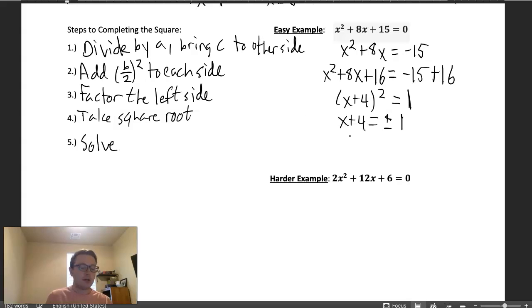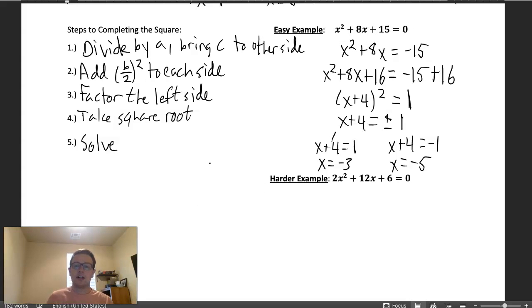So now we have two equations that we're going to split up, so that we have x plus 4 is equal to positive 1 and x plus 4 is equal to negative 1. Then we just solve, so we subtract 4 from both sides to see x could be equal to minus 3 or x could be equal to minus 5. And if we put these both back into this equation, we would see this works out. Minus 3 squared, 9, plus 8 times minus 3, which would give us a negative number, plus 15 would equal 0.